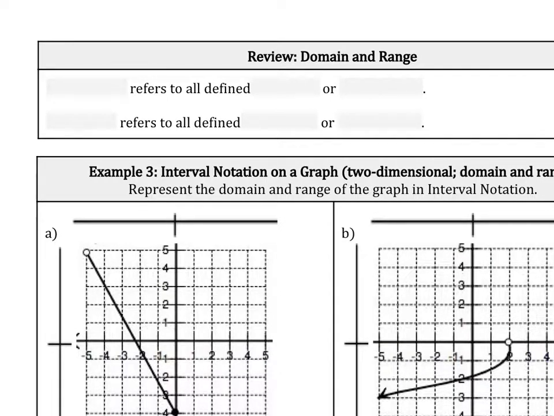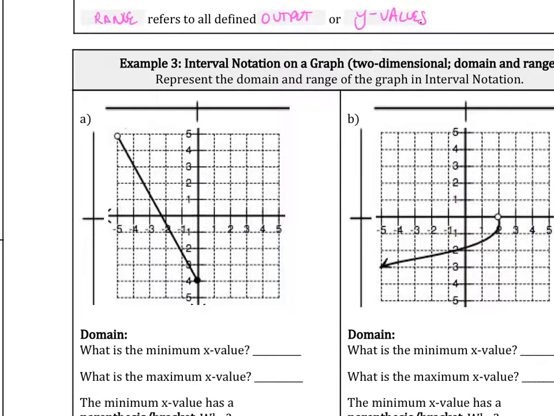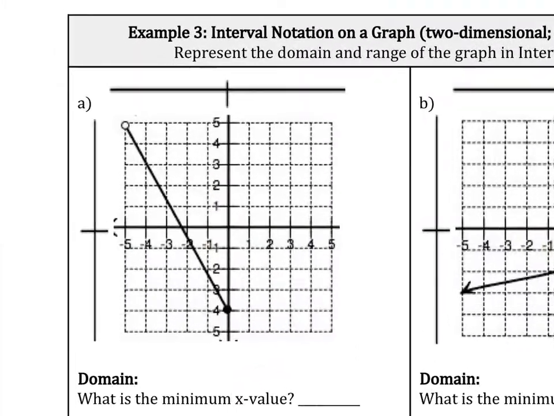Let's take a look at domain and range. So our domain refers to all of our input or our x values, and our range refers to all the defined outputs or y values. So we're going to take a look at domain and range in interval notation on 2 dimensions.